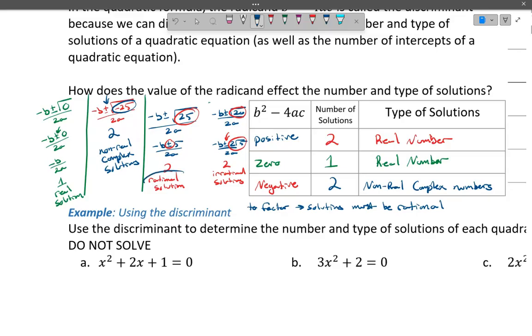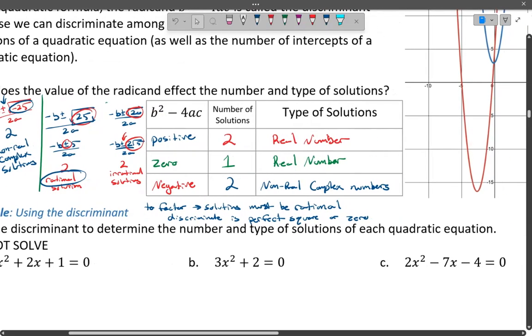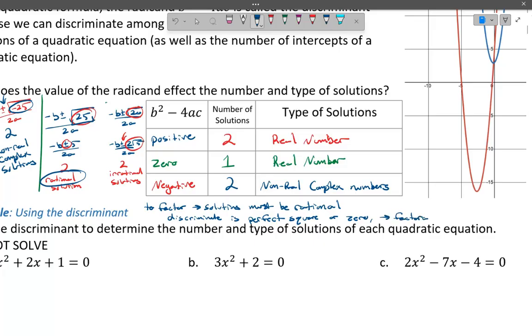Well, when the discriminant was a perfect square, we were able to get rational solutions. So when our discriminant is a perfect square, that means that we can factor. The other case where we got rational solutions was when our discriminant was 0. So if our discriminant is a perfect square or 0, then that means that it is a factorable polynomial.